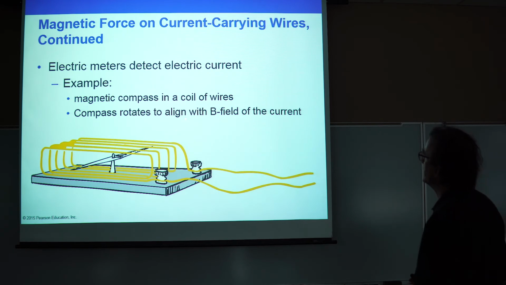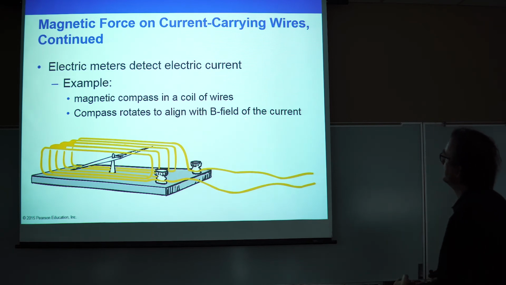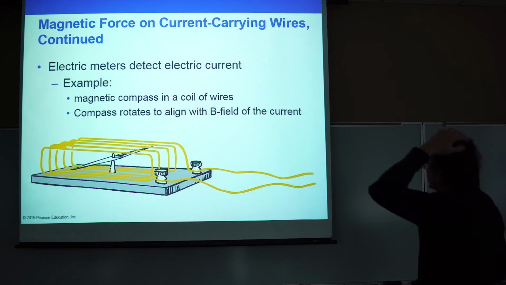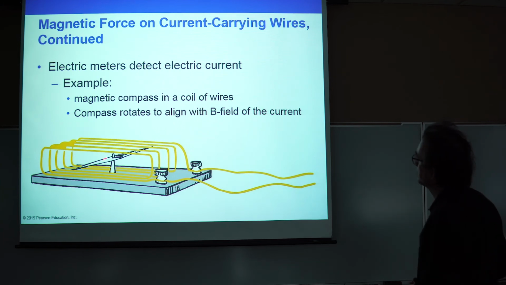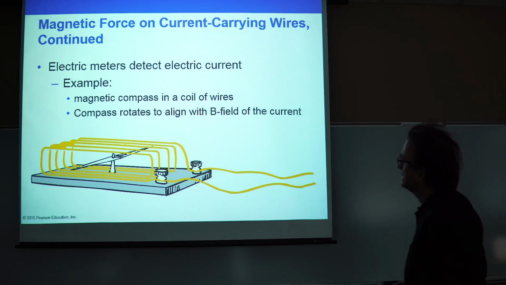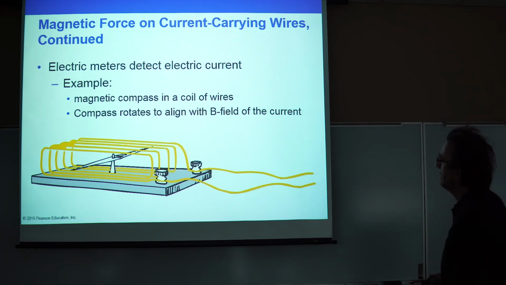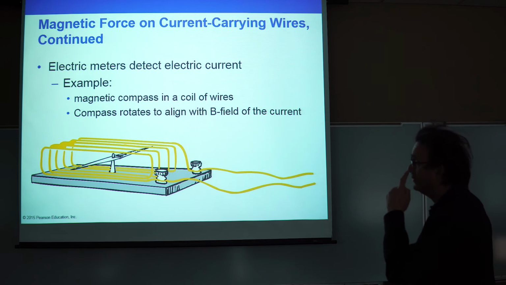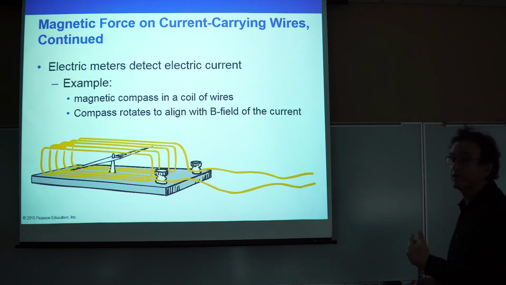So the compass rotates to align with the B field of the current, and in this case, as we know from loops of current, the B field will circulate through the middle and out around the edges and then circle back in again. So this is a primitive idea of the starting point of how we would create a device that can measure current.